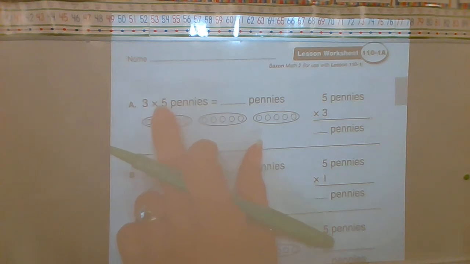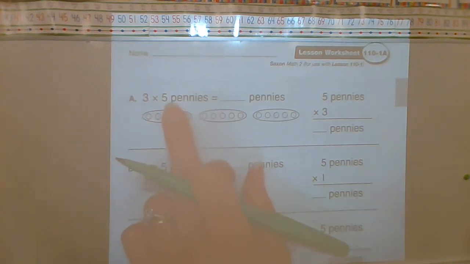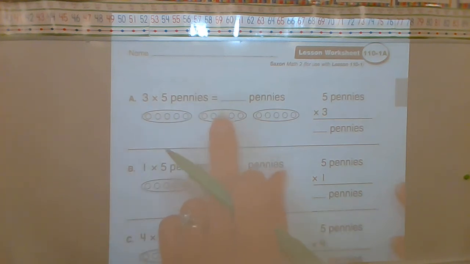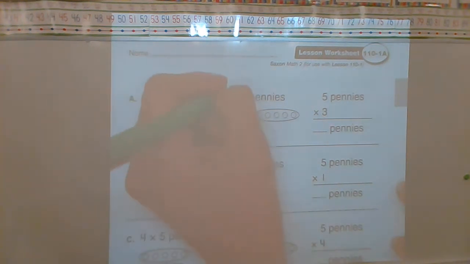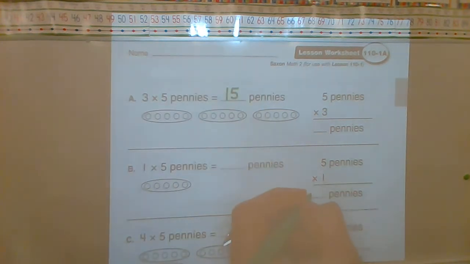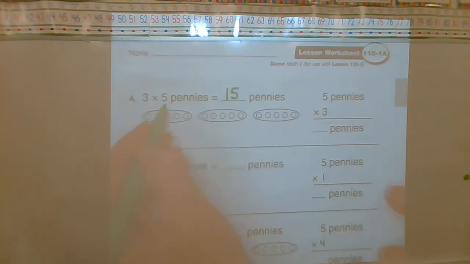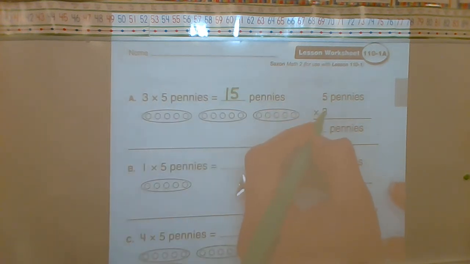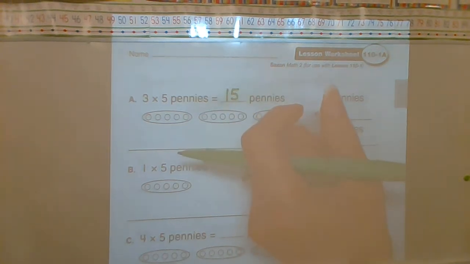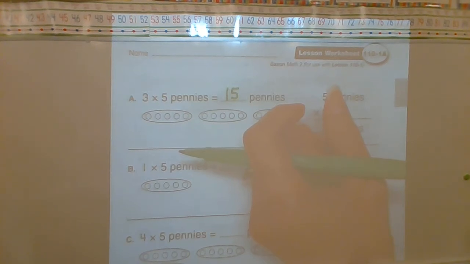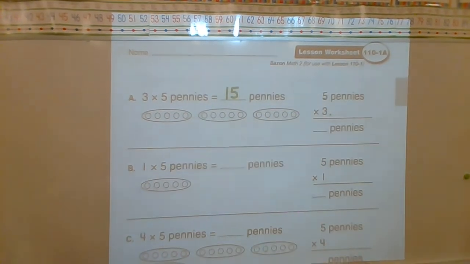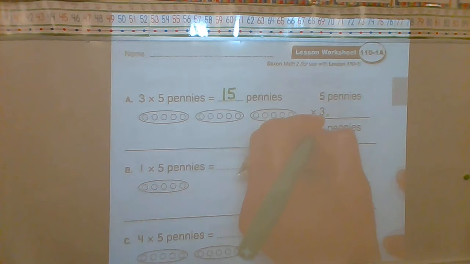Box A, we have 3 groups of 5. Well, we're just counting by fives. Count with me. Ready? 5, 10, 15. How many pennies? That's right, 15. Does it change? Here we have 3 times 5. Here we have 5 times 3, which is a completely different, no, because of our commutative properties of multiplication. Say it again, commutative properties of multiplication. They can trade places and get the same answer. So we have 15 pennies.